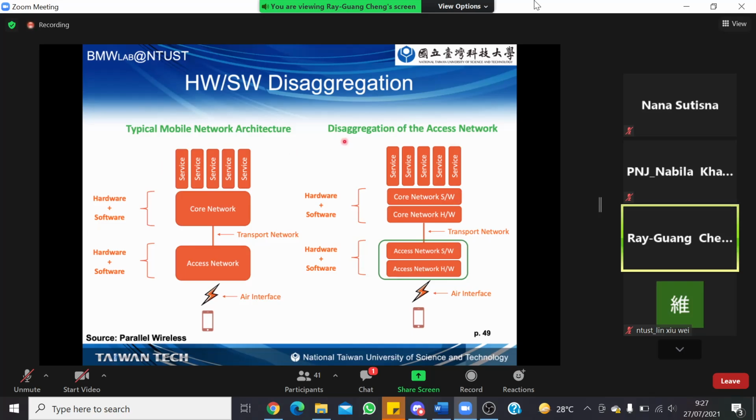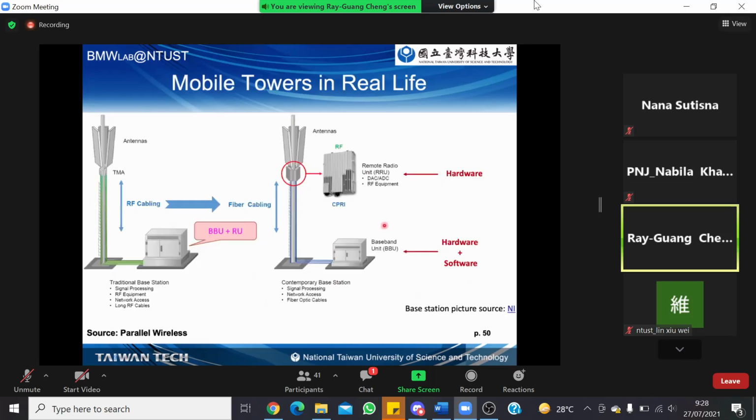So this is all-in-one. With disaggregation, they try to split hardware and software. Why? If you can split it, you can buy hardware and software from different vendors. So you already see this figure in the video.